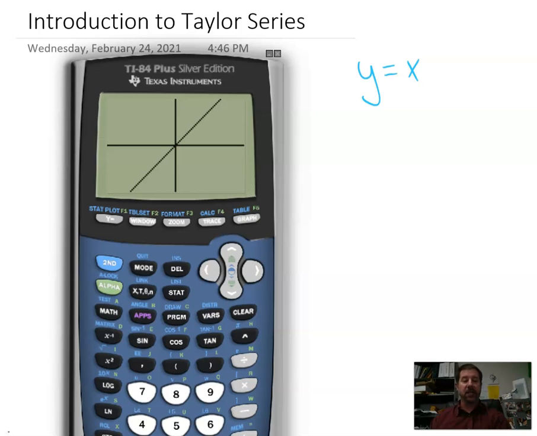I'm just going to trace along this graph, and we can look at our x values. When x is 0, y is 0. That's good. And as I move along this, are they the same? If you look, yeah, they're pretty close. But as I get further away here, right?